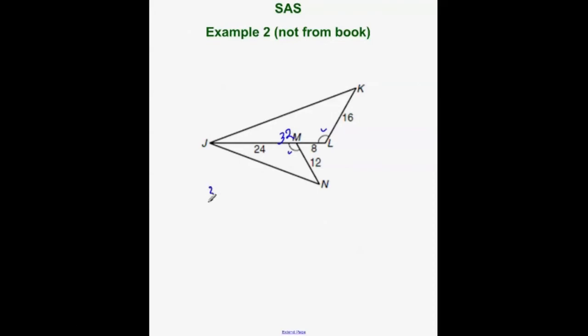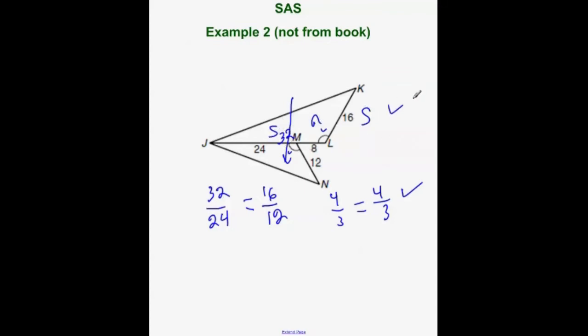So I'm going to compare 32 over 24. I could have done it the other way, 24 over 32. And I'm going to compare that to the big one over the small one, over 12. I went from this triangle to this triangle. And these are going to simplify. Well, 8 goes into this 4 times and into that 3 times, so I got 4 over 3. And I better get 4 over 3 over here. Well, 4 goes into that 4 times, and 4 goes into that 3 times. Boom! I got side, angle, side. And I have proved similarity.